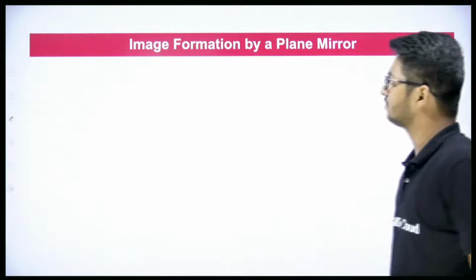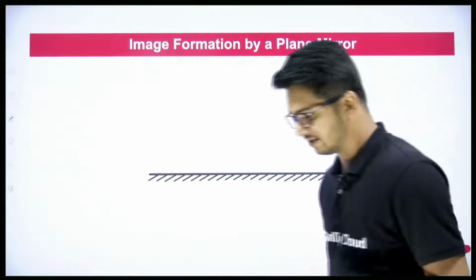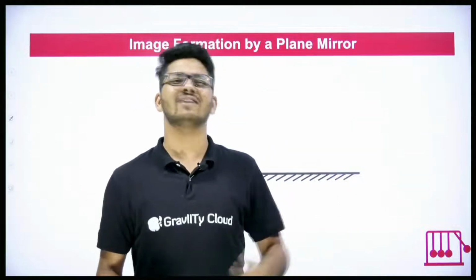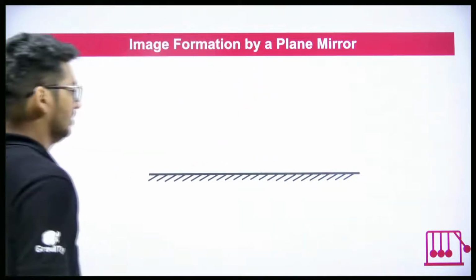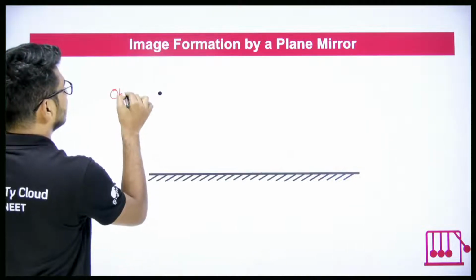Let's continue. Now again, image formation by a plane mirror. If we take a plane mirror, a normal everyday looking mirror, so that is plane. So here what happens if I take this point as the object?